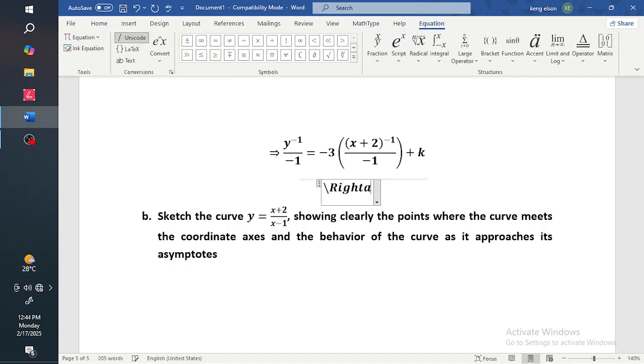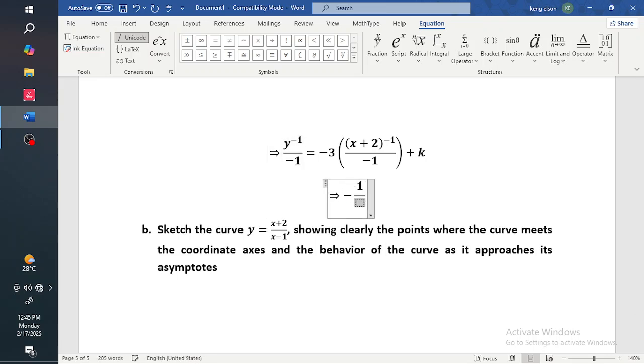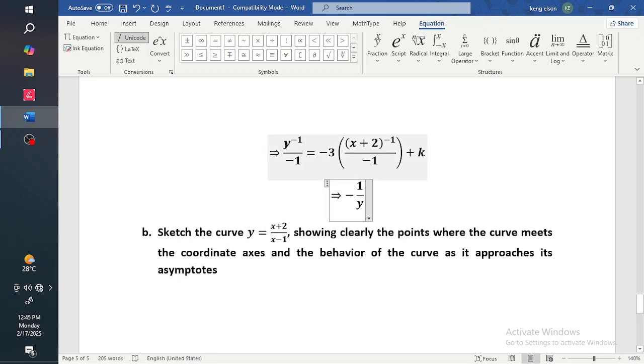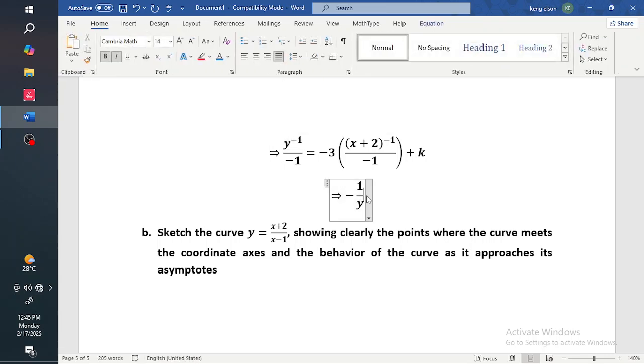So from here, what do we have? Now y to the power negative 1 over negative 1 is just negative 1 over y, because y to the negative 1 is 1 over y, then this negative sign is multiplying the 1 over y. Then we need to equate it to, we realize that the negative sign here cancels with the negative sign here to give us a positive. We are just left with 3. Now we take 3 divided by x plus 2, because x plus 2 to the negative 1 is 1 over x plus 2. Then we add a constant of integration.